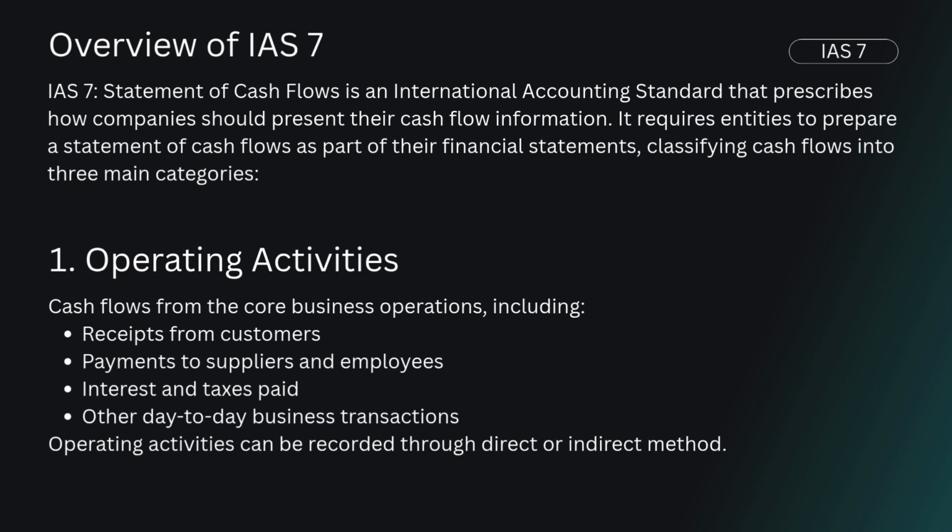IAS 7. Statement of Cash Flows is an international accounting standard that prescribes how companies should present their cash flow information. It requires entities to prepare a statement of cash flows as part of their financial statements, classifying cash flows into three main categories. 1. Operating activities. Cash flows from the core business operations, including receipts from customers, payments to suppliers and employees, interest and taxes paid, and other day-to-day business transactions. Operating activities can be recorded through the direct or indirect method.